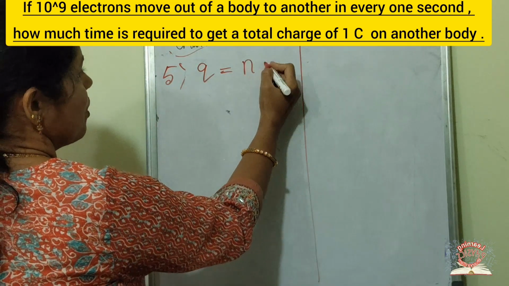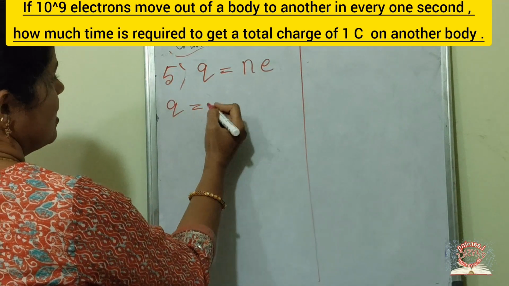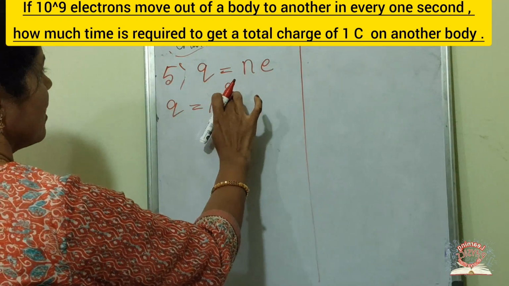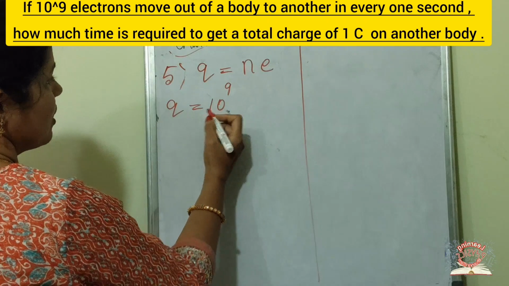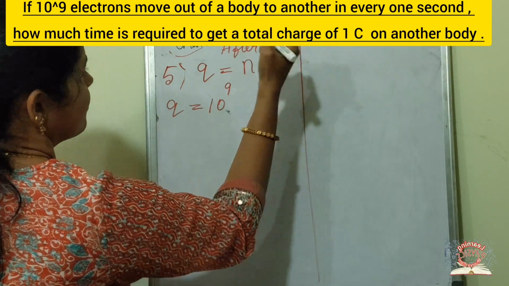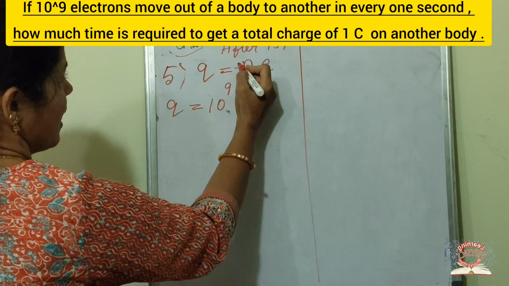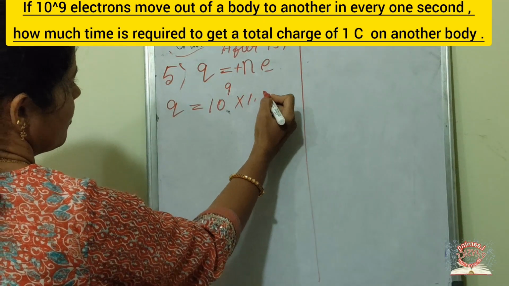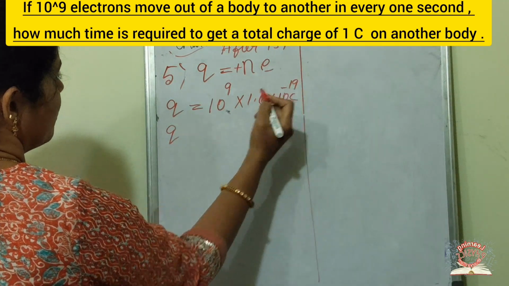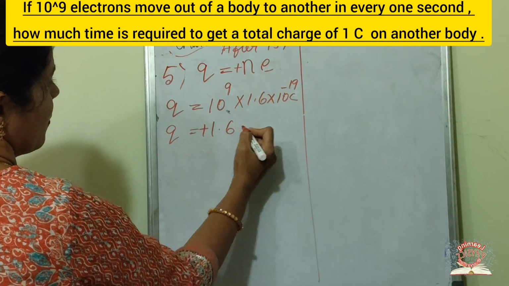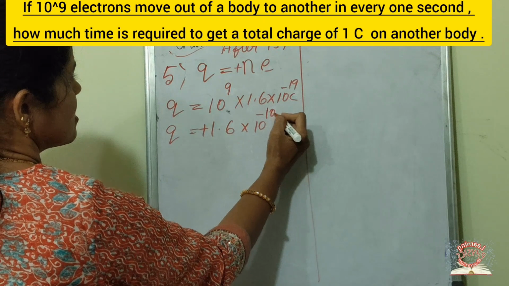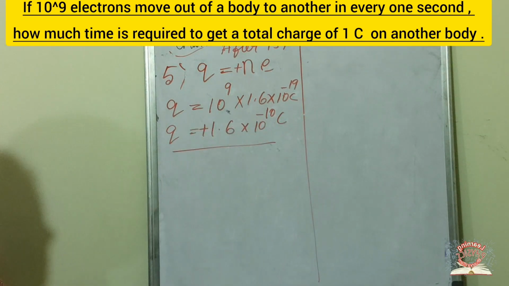So how to calculate the charge on the body? We know that Q is n e, and how many electrons are given? 10^9 electrons. It loses 10^9 electrons every 1 second. So after 1 second, what is the charge on the body? Let us write like this. After 1 second, charge on the body is positive, and it is 10^9 into 1.6 × 10^-19 coulomb. So Q is equal to 1.6 × 10^-10 coulomb. So this is after 1 second.